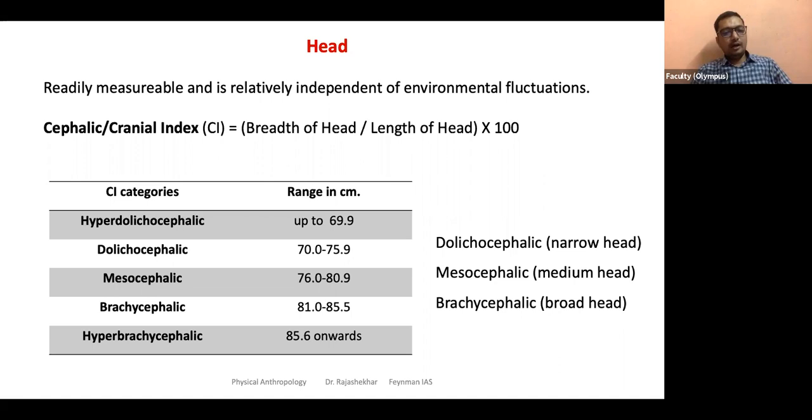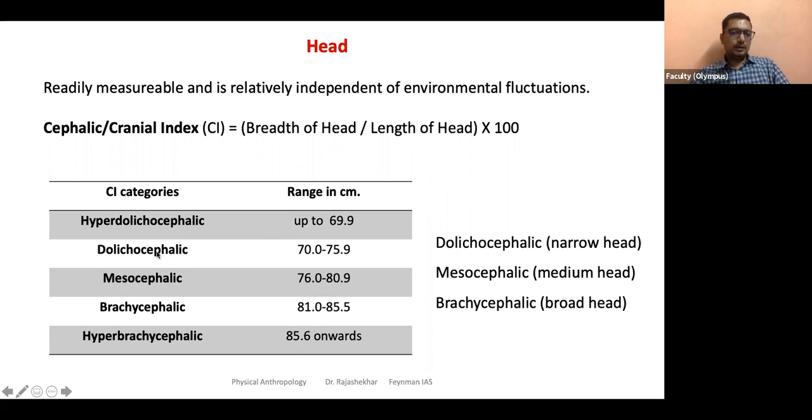So what comes next? Dolicho means narrow. Narrow will become moderately broader, and then broader, and then hyper broad. So hyper narrow, narrow, medium broad, broad, hyper broad. The numbers do vary here. Approximately, if you remember, that is all right. Below 70 centimeters is this. 70 to 76 approximately is this. 76 to 80 is this, the next 5 units. 81 to 85, 85 and above. So below 69.9, above 85.6.